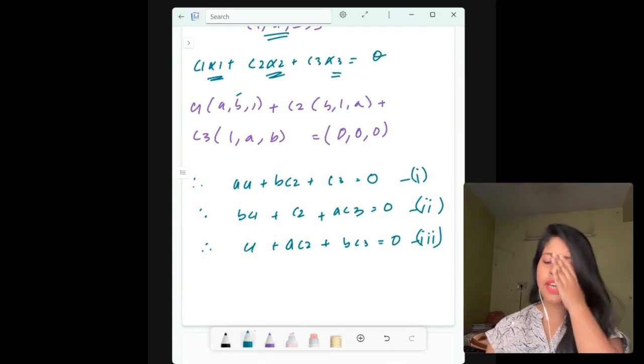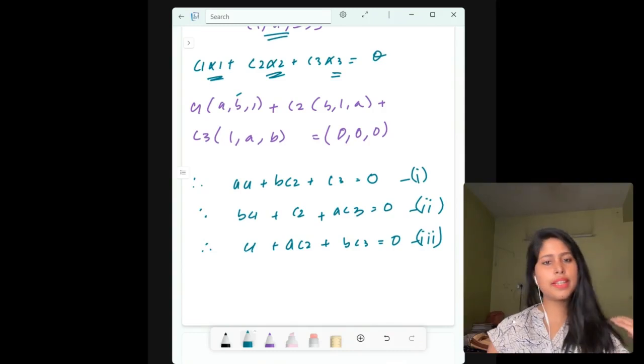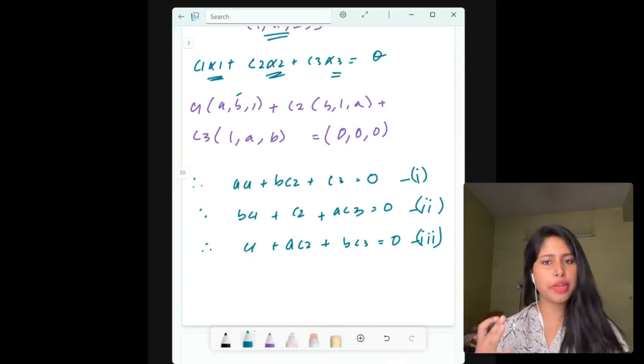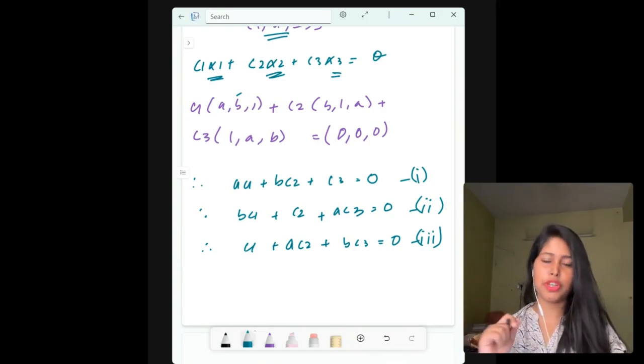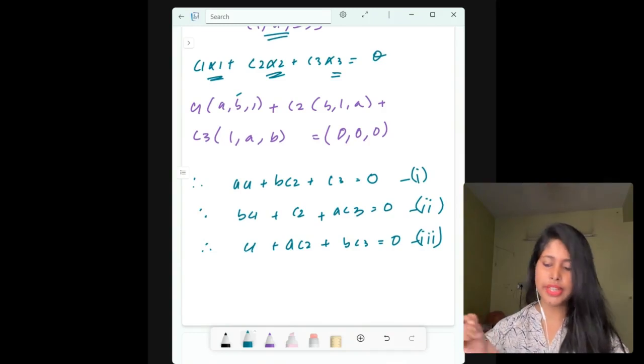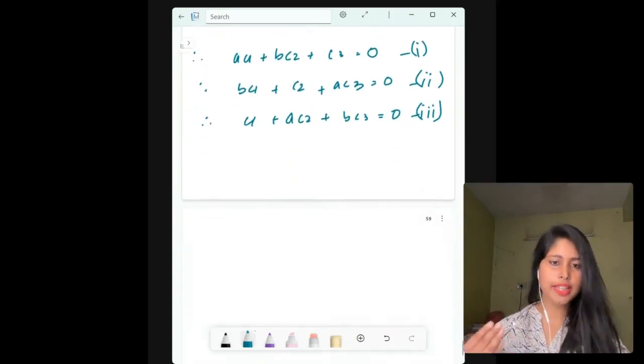Okay, now see, as I said, I will do it in the form of a determinant. What is the first thing with which I started the video? For dependence, this delta A, the determinant of A, will be equal to 0, right? So let us take the determinant.